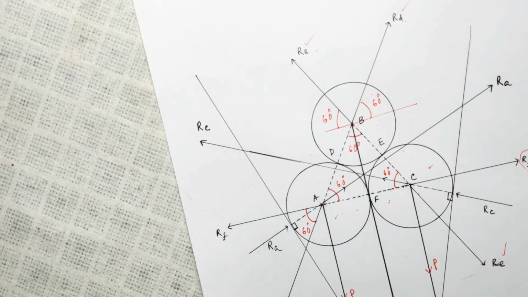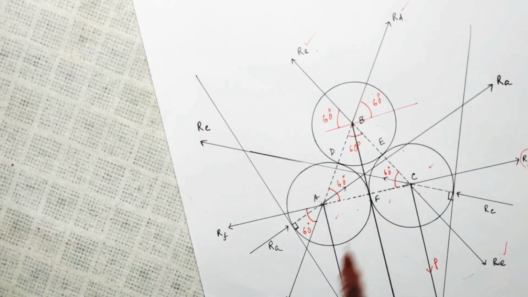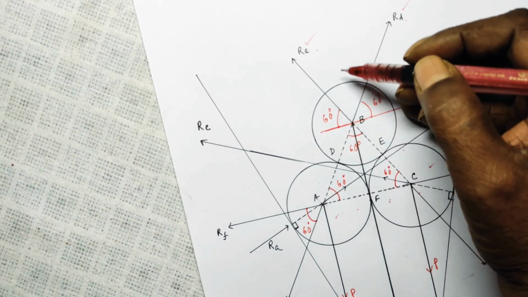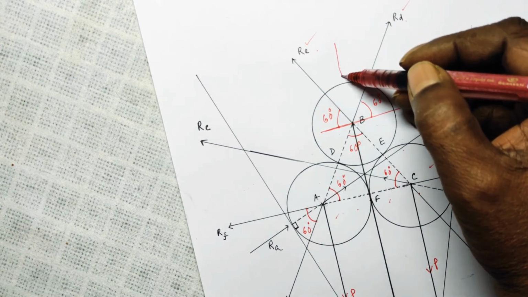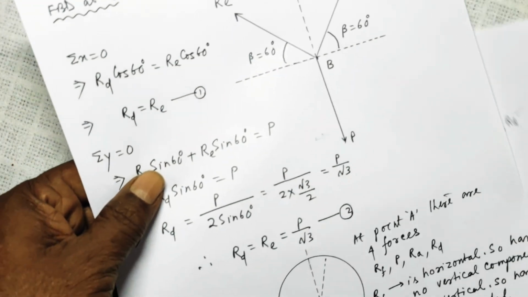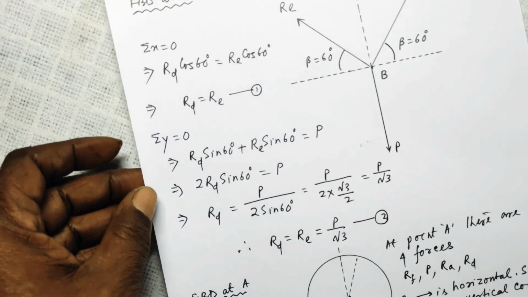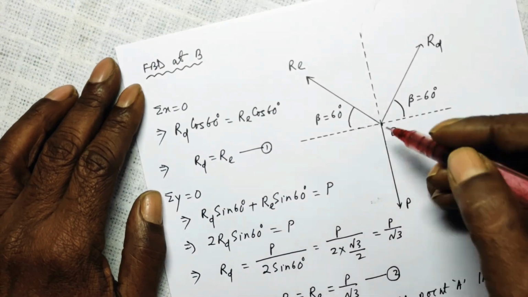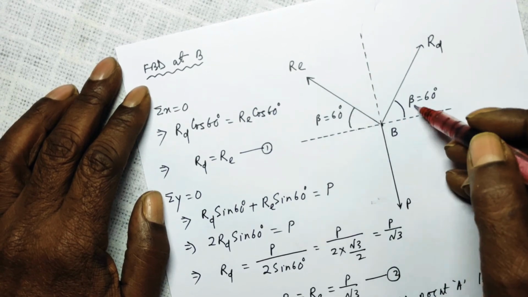So let us draw the free body diagram, taking this as x-axis and the line of action of P, that is this one, as your y-axis. So that is what I have drawn here. So free body diagram at point B, RD, RE, 60, 60.